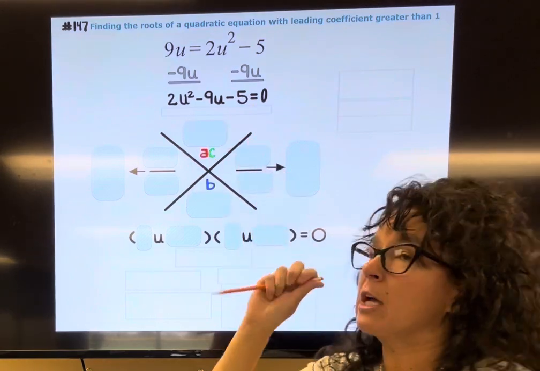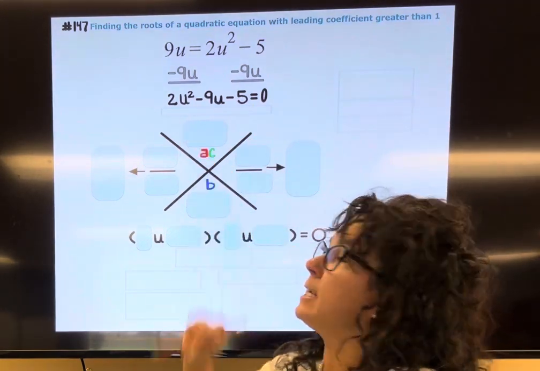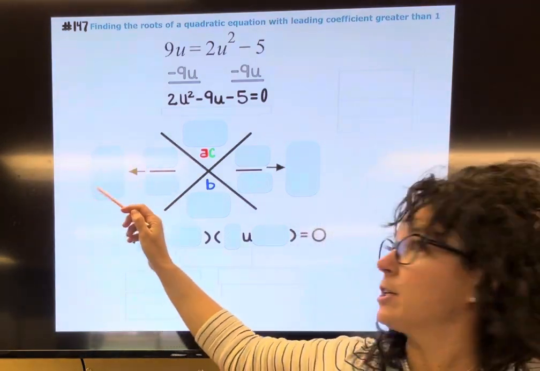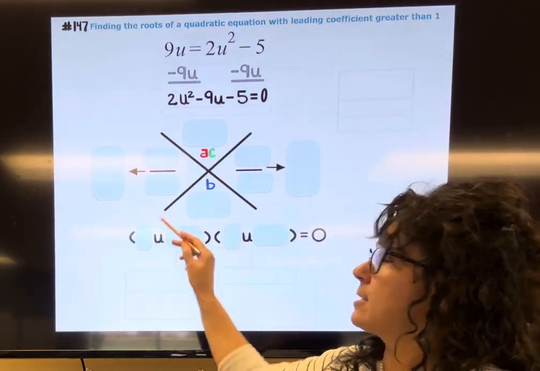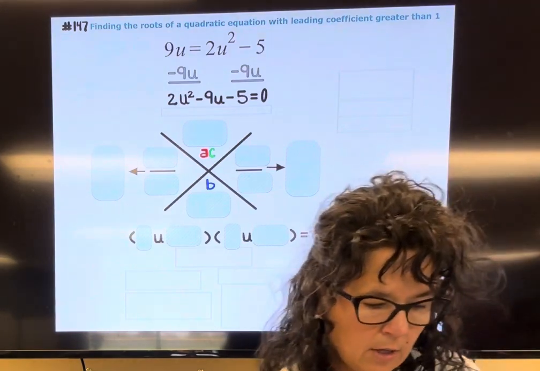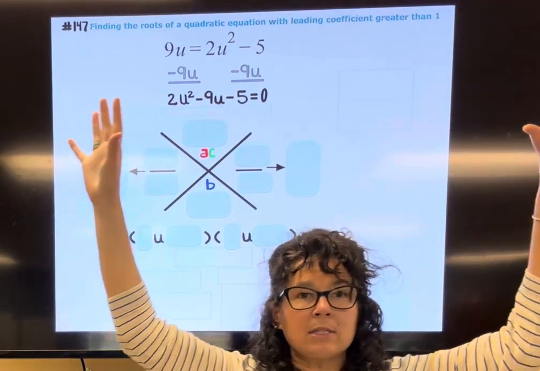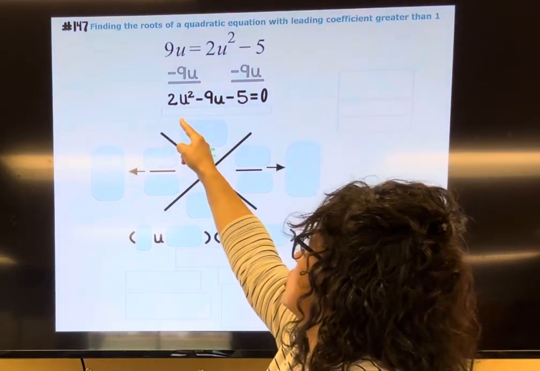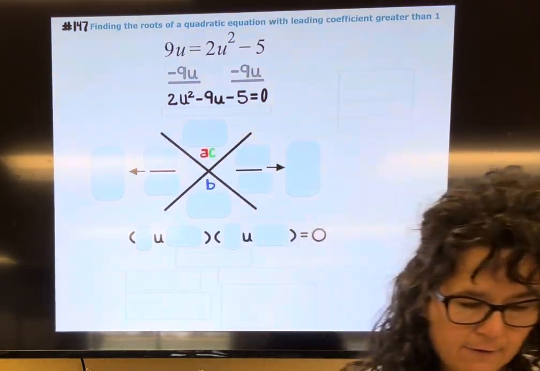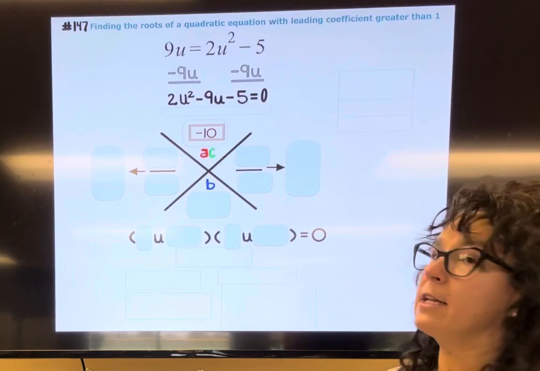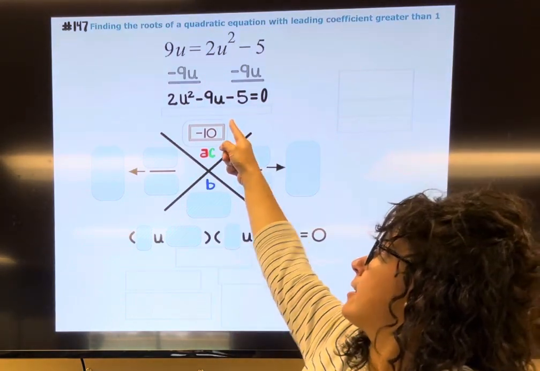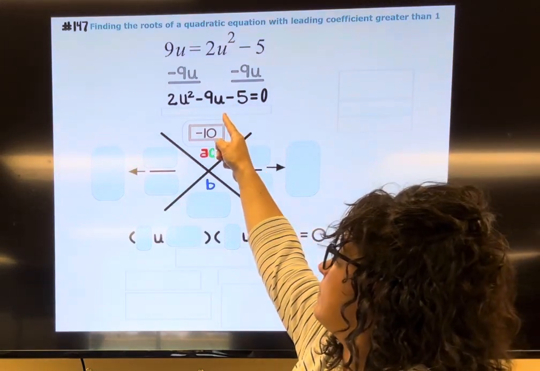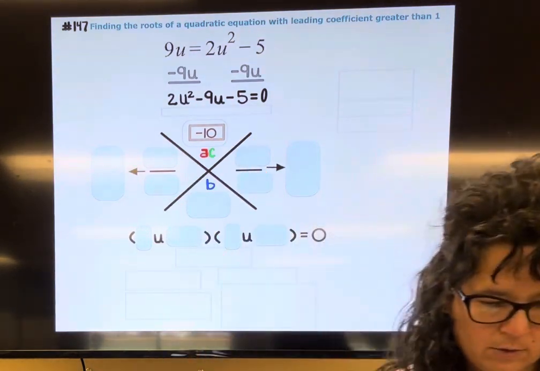Now that I have everything on one side equal to 0 and my leading coefficient is positive, the way I factor is to draw a big X as an organizational tool. Then you take the numbers on the outside and you multiply those together. So that is 2 multiplied by negative 5, which is negative 10. Then I take the number in the middle and shove it straight down. So negative 9 goes straight down.